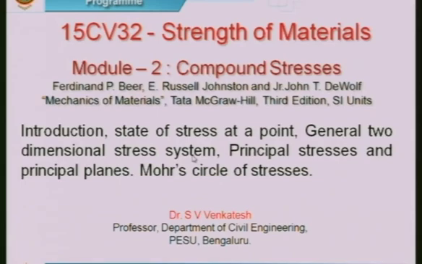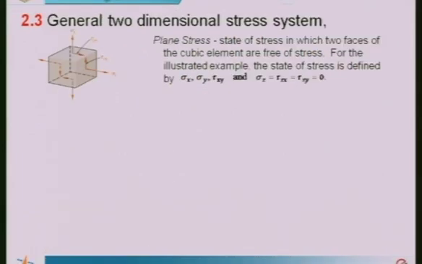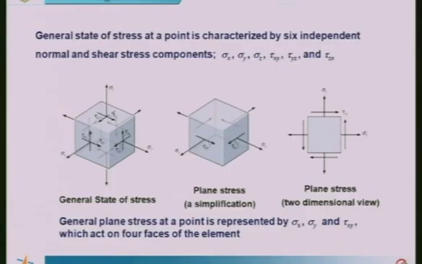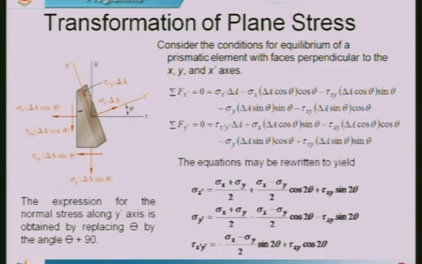In the last class we had a discussion on the introduction, the general stress at a point, then the general two-dimensional stress system. Then how do we get the two-dimensional stress system, which is a plane stress. Then we discussed how to transform the stresses on any plane which is inclined at an angle of theta with respect to vertical, and we derived these expressions for the normal stress along the x dash axis, the normal stress along the y dash axis, and the shearing stress along x dash and y dash, that is tau x dash y dash, which is given by this expression.